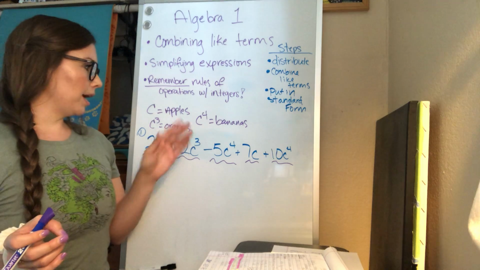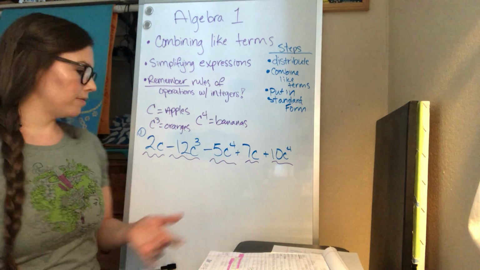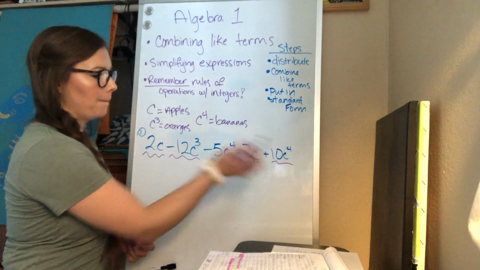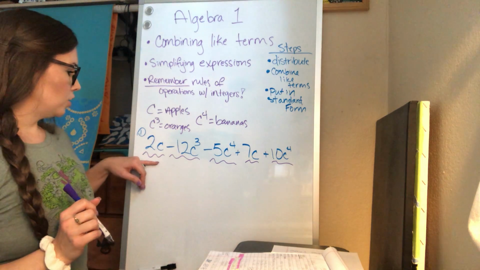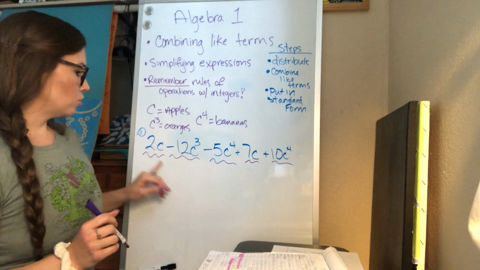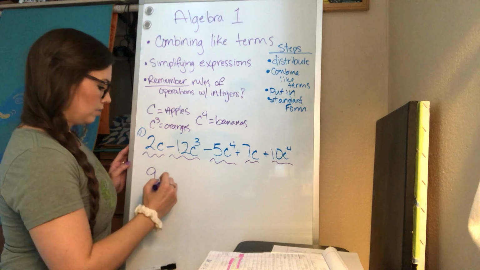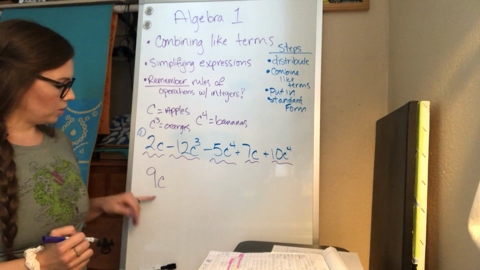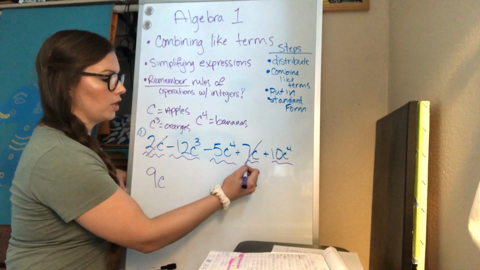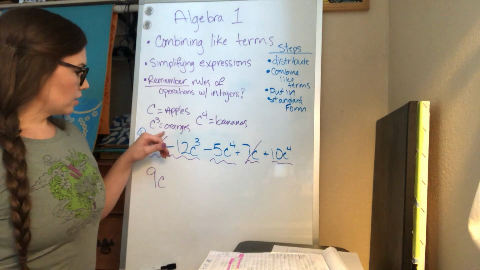So if I want you to combine only the ones that are the same fruit, how would you do that? Well, I have 2c, a c cubed, c to the fourth, c to the fourth. So I've got 2 apples here and 7 apples here. So 2 plus 7 is 9c. Okay, so 9 apples, 9c. I'm going to cross out those terms because I've already used them and I don't want to get confused. Okay, so let's go on to oranges.